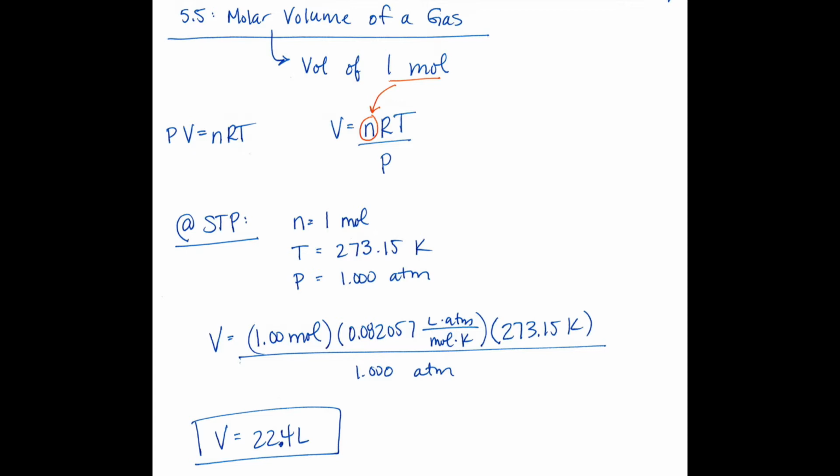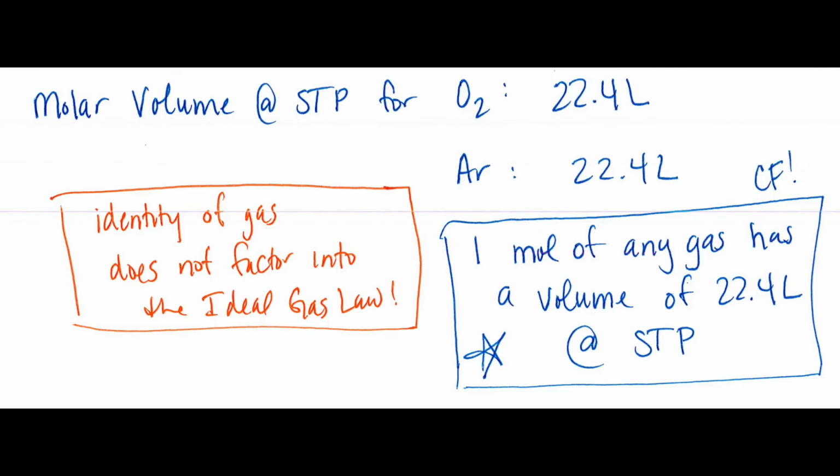And when we solve the ideal gas law, we get a volume of 22.4 liters. This tells us that the volume of any gas at STP has a volume of 22.4 liters. The identity of the gas doesn't matter. Notice that in the ideal gas law, it's only the number of particles in units of moles that factors into our calculation, so that 1 mole of any gas at STP will have a volume of 22.4 liters. 1 mole of oxygen would have a volume of 22.4 liters at STP. 1 mole of argon at STP would have a volume of 22.4 liters.